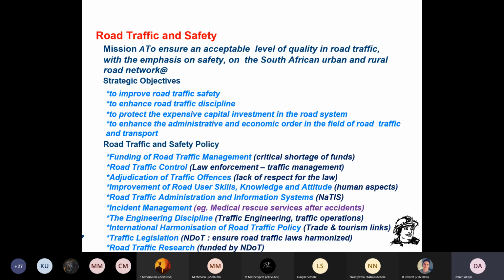And we come to road traffic research. Yes, a lot of the funding is by the National Department of Transport. And you do have other funding agencies also that provide funding for road traffic research. So yes, that's in a nutshell. Then that brings us to the end of module 2.